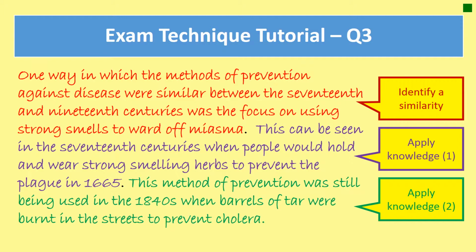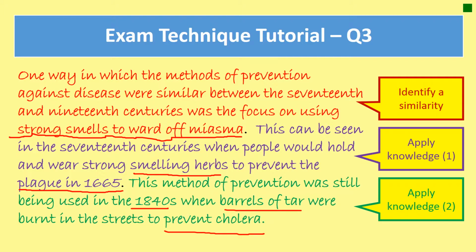Now we're going to break this down, and we can see here that our focus is on the use of strong smells to ward off disease or miasma, and that's my similarity, that's my identification there. I've turned my question into my answer to make my introduction. I've then, in purple, applied knowledge, and I've been specific. I'm not just saying, oh, they had strong smelling herbs. I've given an example of when it was done during the plague of 1665. And again, in green, I've talked about how that was used again in the 1840s with barrels of tar, and I've applied a specific example of when that was done. So this would get 4 out of 4.